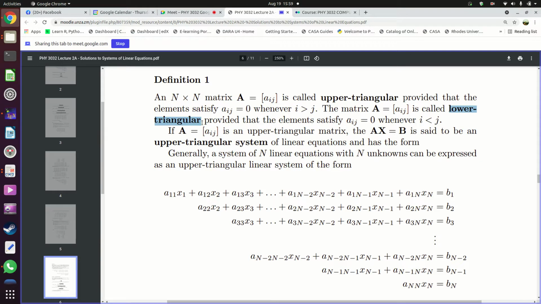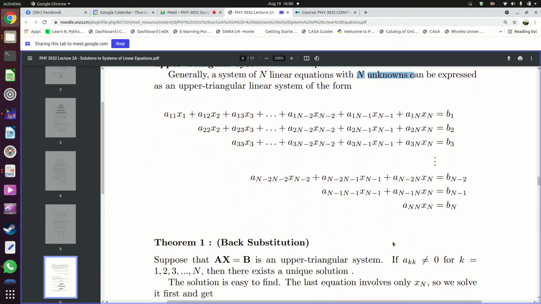Are we clear? So this kind of arrangement, where you have your upper triangular matrix, you write it like this: Ax equals B. This is basically what is called an upper triangular system. And generally, if you have n linear equations with n unknowns, then you can express it as a triangular system like what you have here, depending on whatever n you have. We started with 4, we looked at 6. You can go as far as you want.